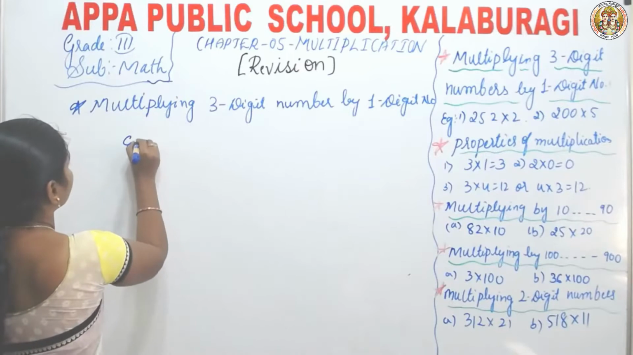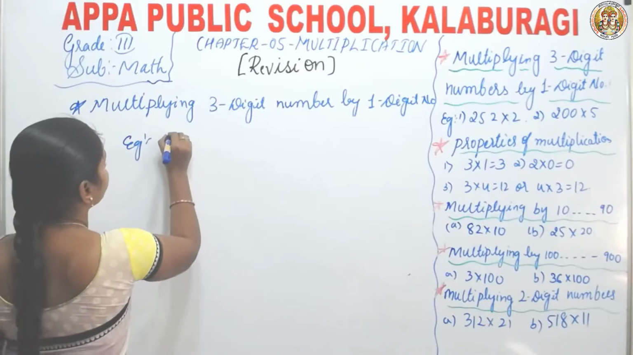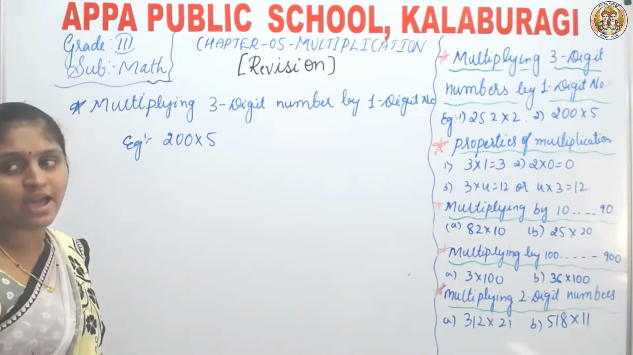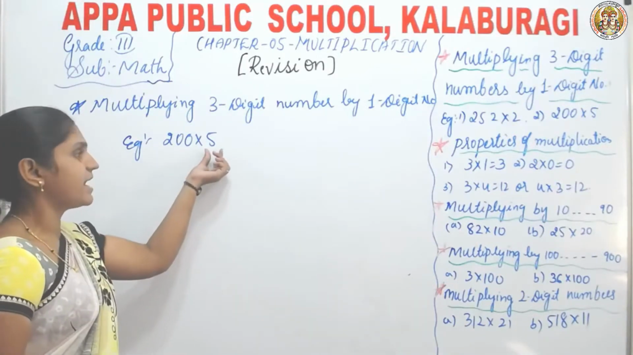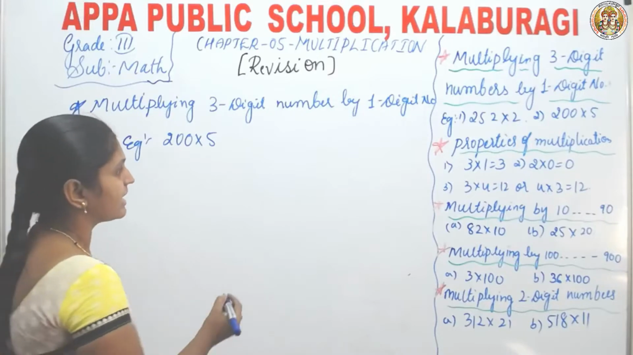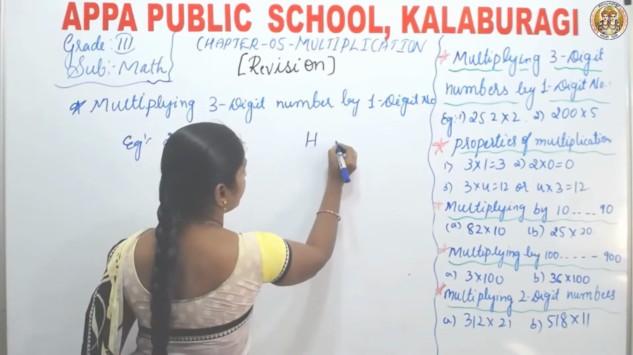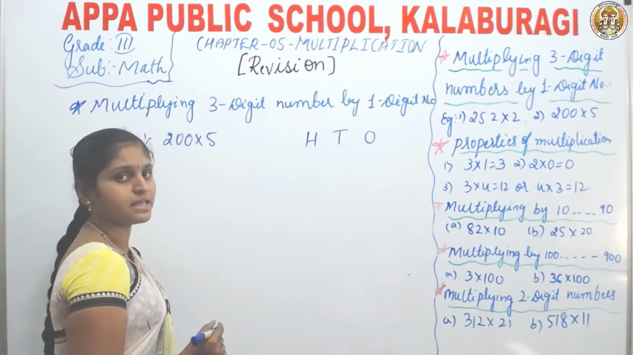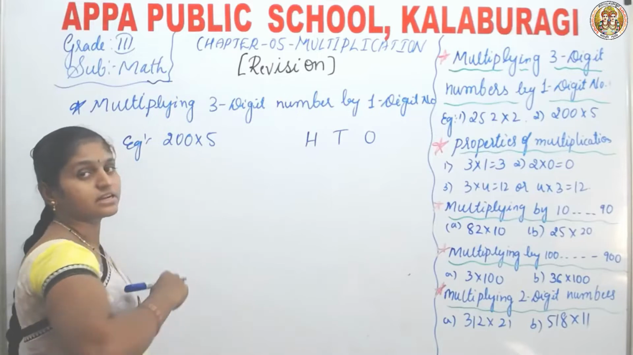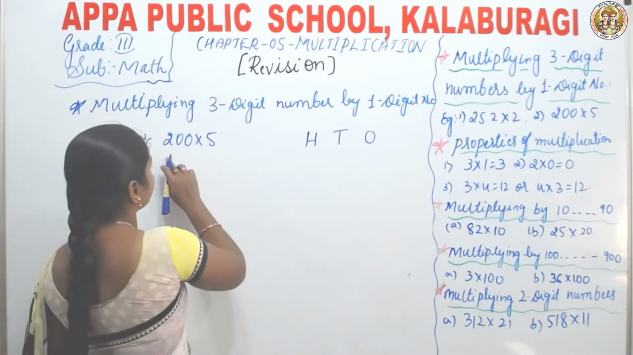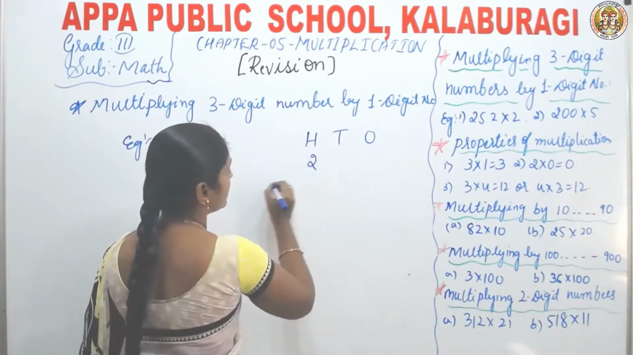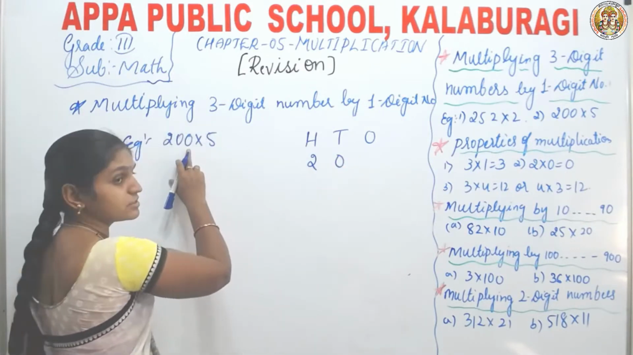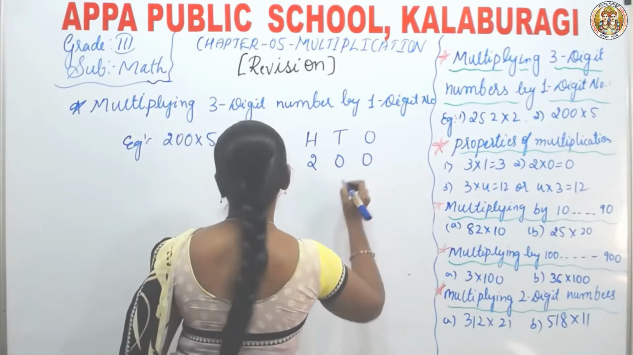Next is one more example, 200 into 5. Again we are multiplying a 3-digit number by a 1-digit number. So again write the place value: hundreds, tens, ones. Why hundreds, tens, ones? Because it is a 3-digit number. Write the number in the places. 2 is in the hundreds place, 0 is in the tens place, 1 more 0 is in the ones place.